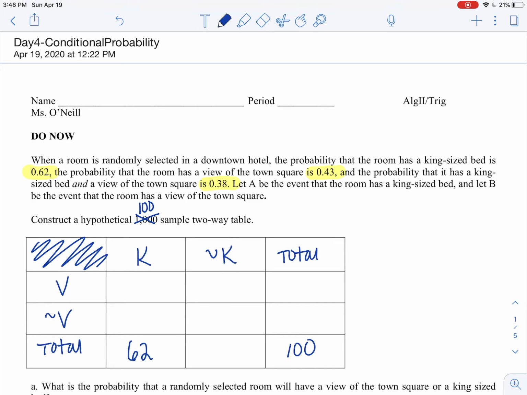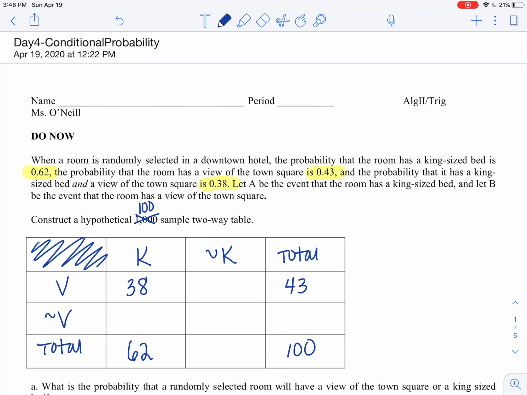If it says that the probability that the room has a view of the town square is 0.43, it means 43 out of our theoretical 100 rooms had a view of the town square. It says now also that the probability that someone has a king-size bed and a view of the town square is 0.38, so 38 people had both a view and a king-size bed.